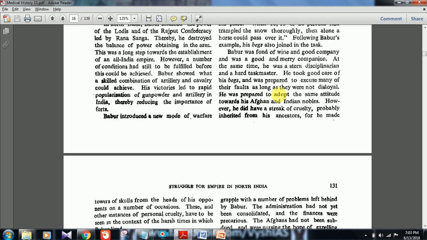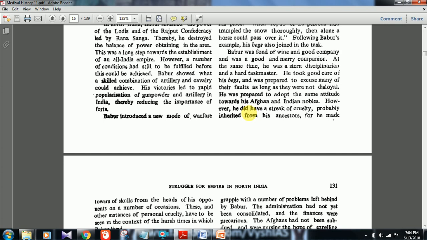Babur was fond of wine and good company, and was a good and merry companion. At the same time, it's kind of biography, okay, not very important. He was a stern disciplinarian and a hard taskmaster. He took good care of his Beks and was prepared to excuse many of their faults as long as they were not disloyal. Okay, so if the persons were disloyal, he would punish them. Else, he would always pardon them if it's something minor.